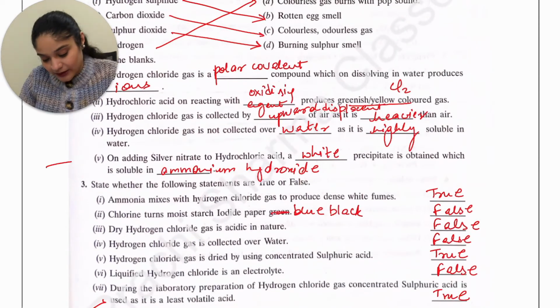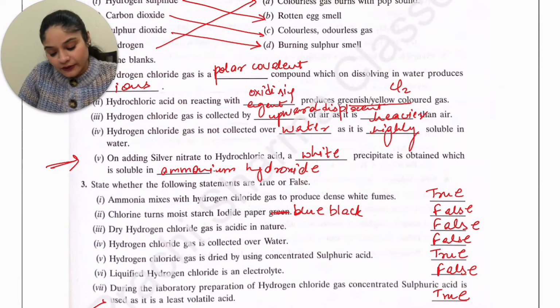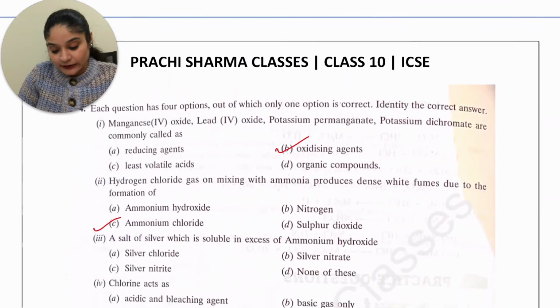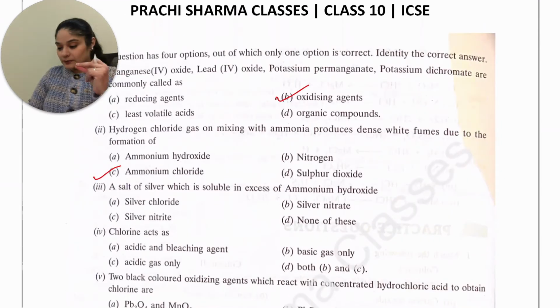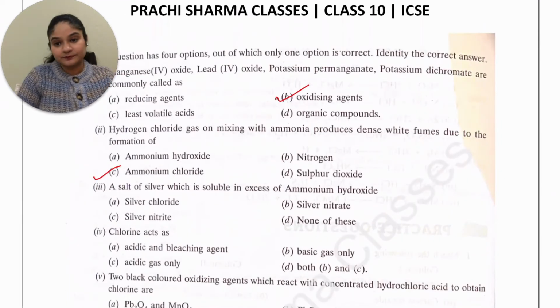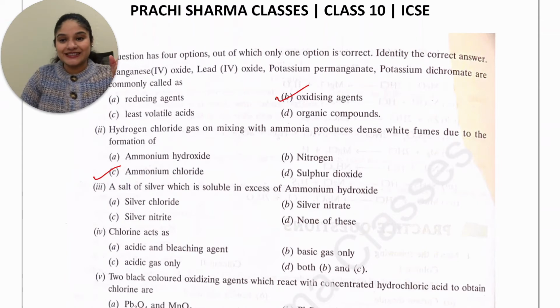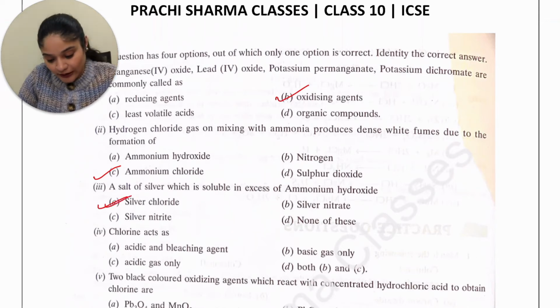Fill in the blanks. Fifth question. On adding silver nitrate to HCl, a white precipitate is obtained which is soluble in ammonium hydroxide. What is this precipitate? Think about it. It is silver chloride. You'll get chloride because you're reacting with HCl.